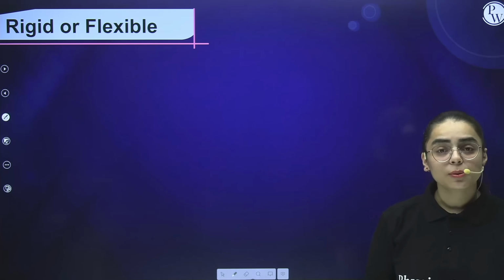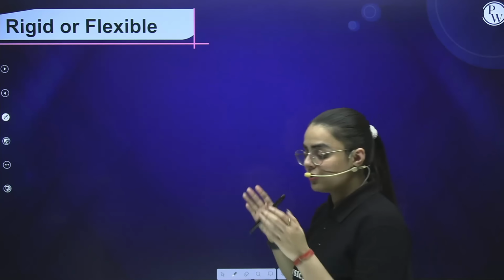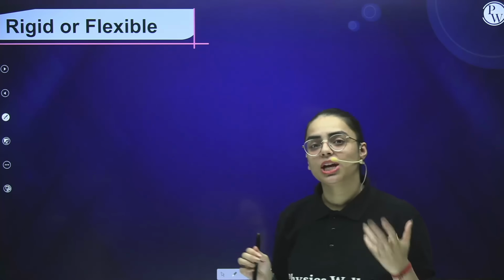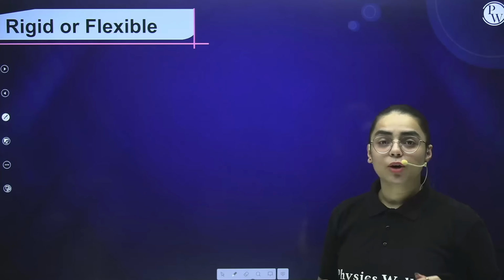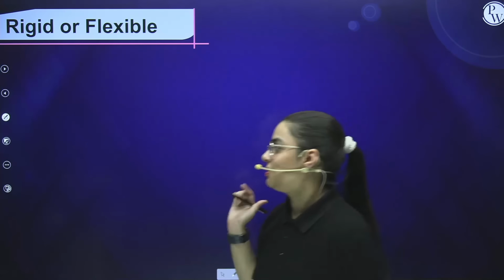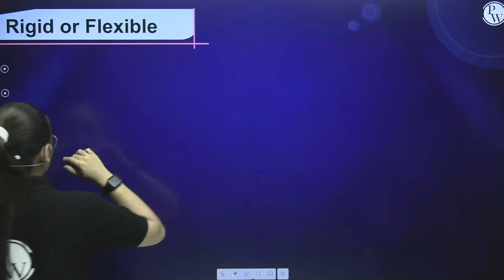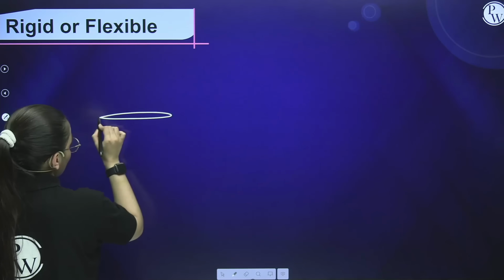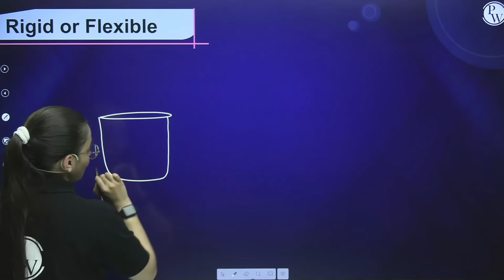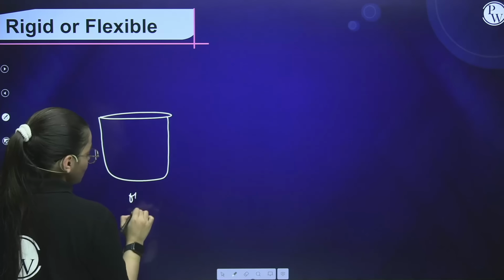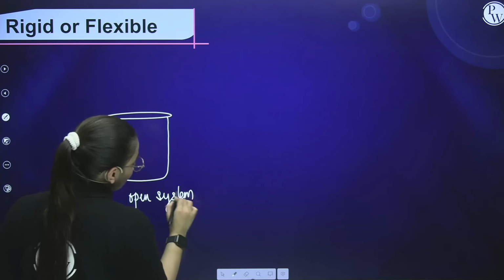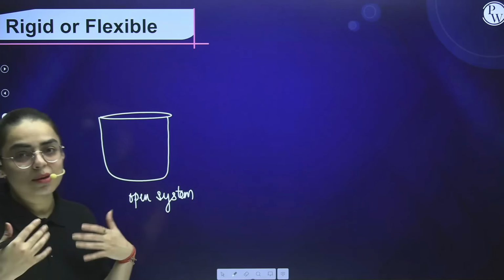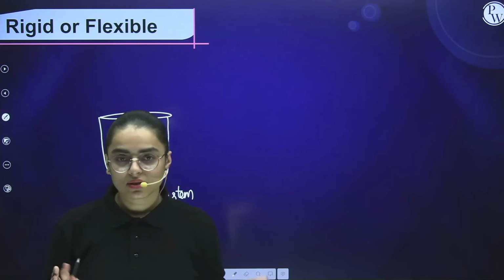Rigid boundary is the one which is solid, which cannot be changed. And flexible is the one which we can move up and down with the help of a piston. How come? Let us see with an example, with the help of a diagram. Here this is my open system again. It is open from the top, and if it is an open system, mass and energy both can be transferred from one region to another region. This is obvious.